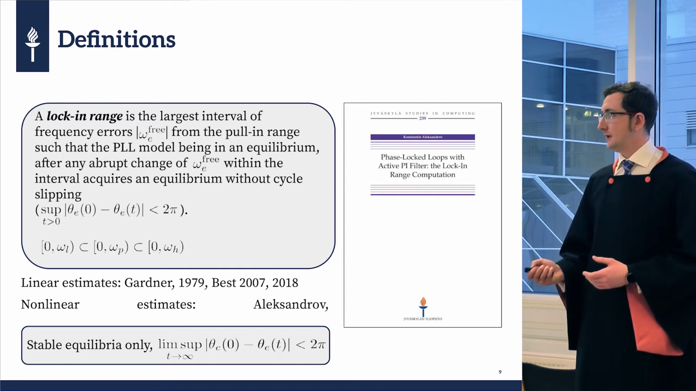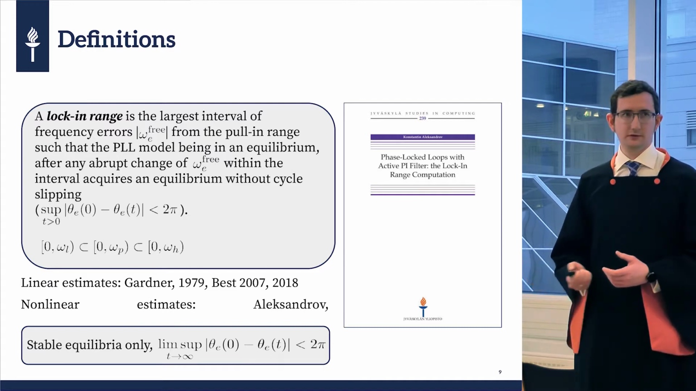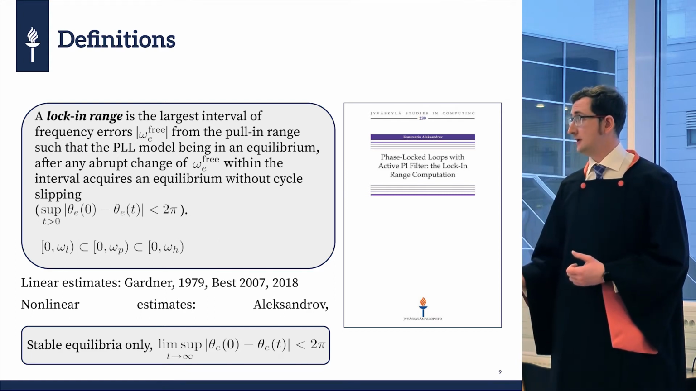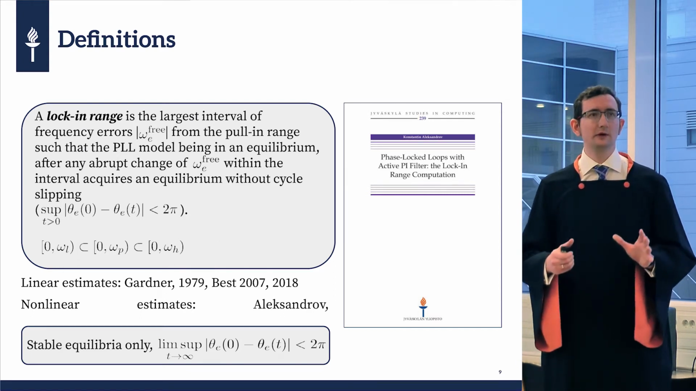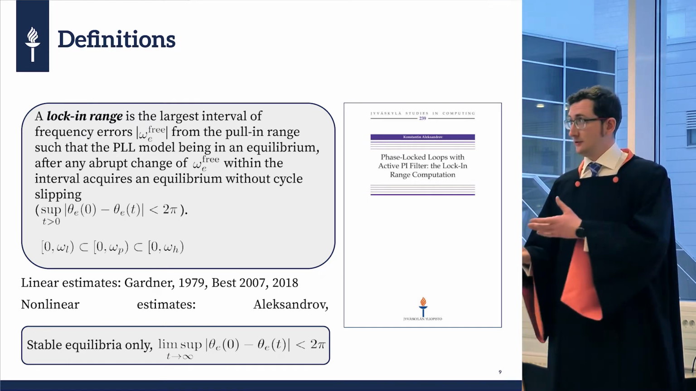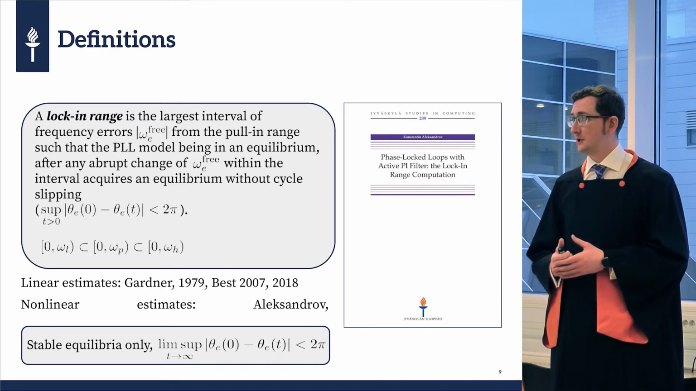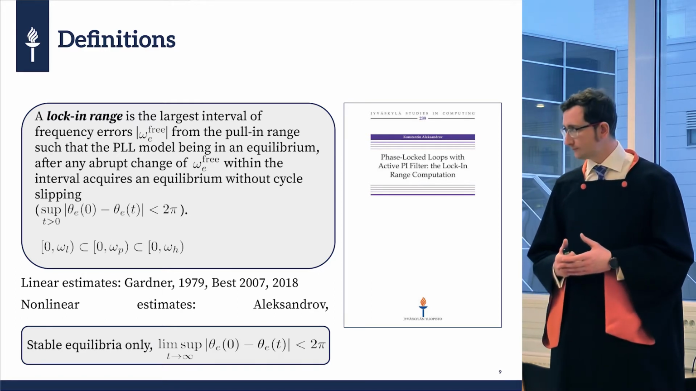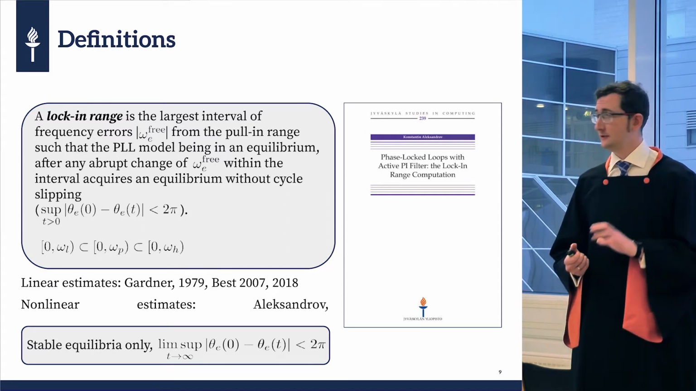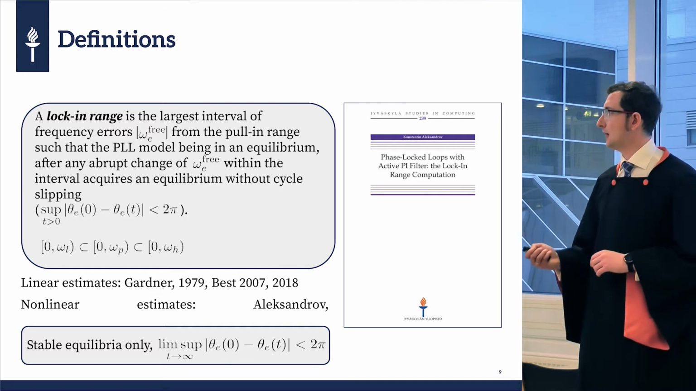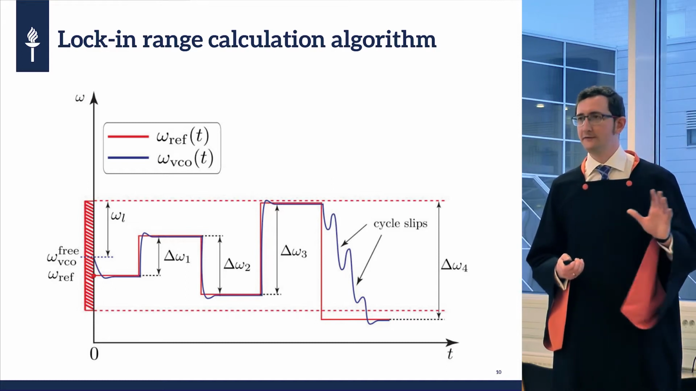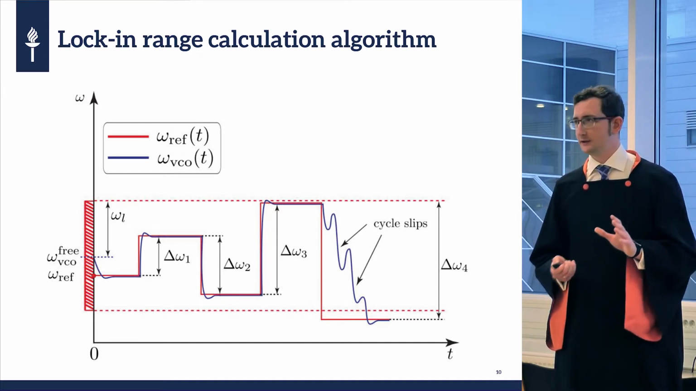Well, there are some estimates already made for the lock-in range: the linear estimate by Gardner and Best, whose publication years are quite recent, and the book itself is very popular in engineering. And also the Alexandrov estimate, a nonlinear estimate, which was made in 2016. He used a slightly different definition that simplified calculations. So what is the algorithm to calculate the lock-in range? Let's say we don't have any analytical procedure and have numerics only.